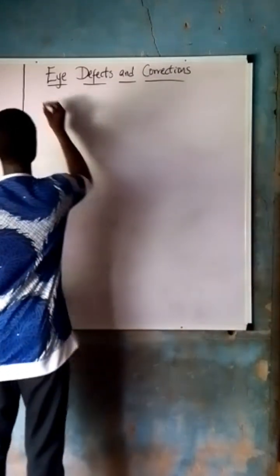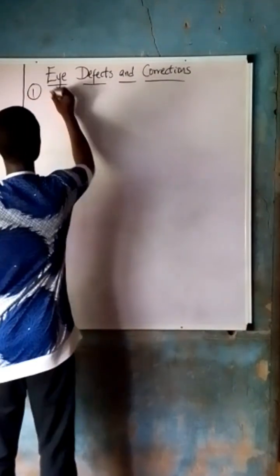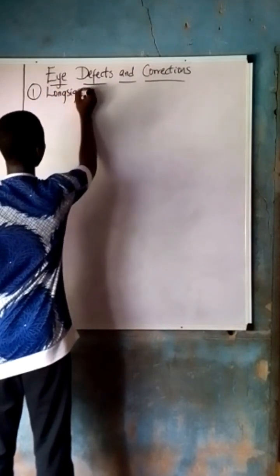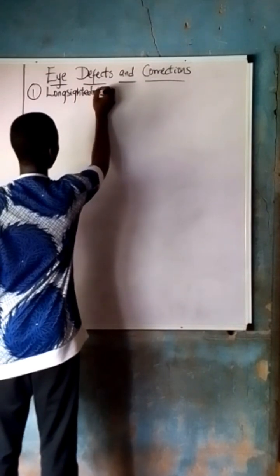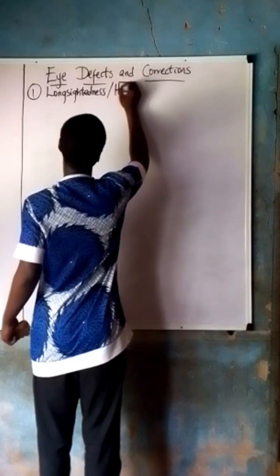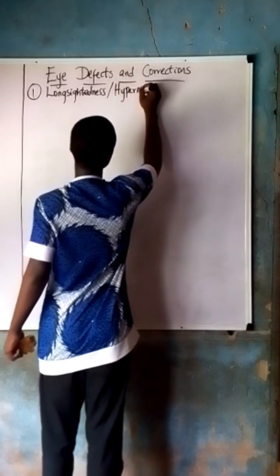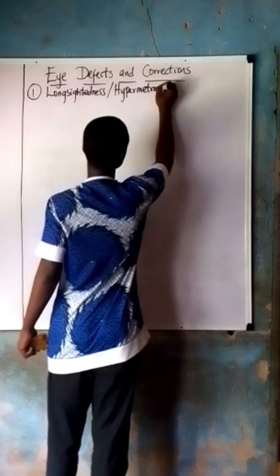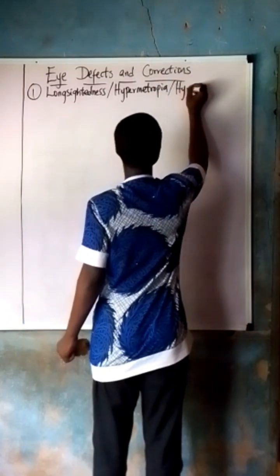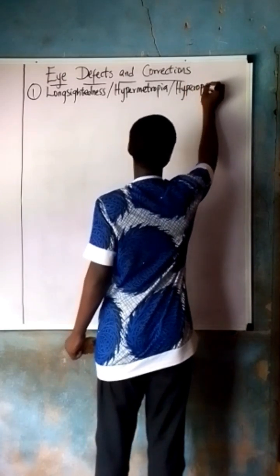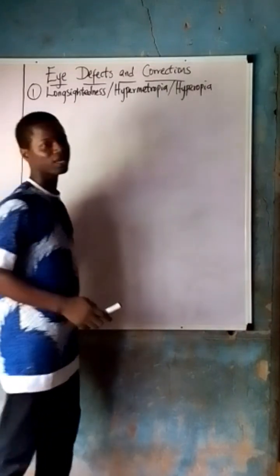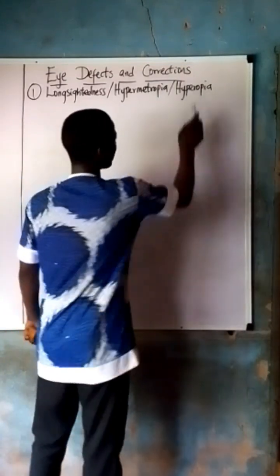So the first eye defect we shall be looking at is called long-sightedness. Long-sightedness, alright? Now this has another name. If you do not see it as long-sightedness, it's also called hypermetropia. Alright? Sometimes it's also called hyperopia. These are the three names for this very first eye defect: long-sightedness or hypermetropia or hyperopia.